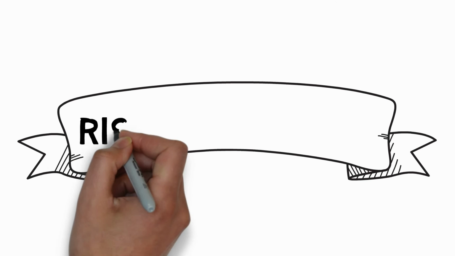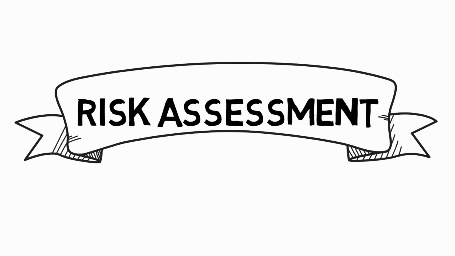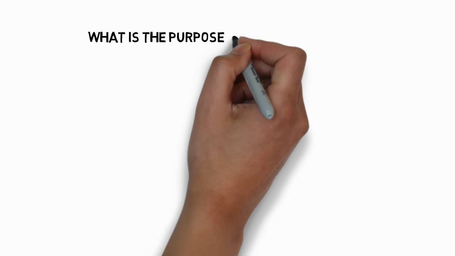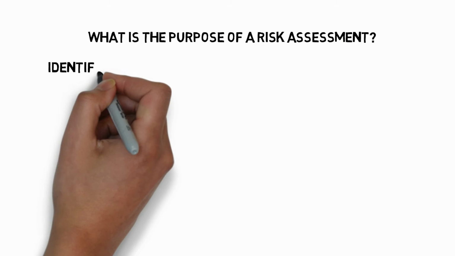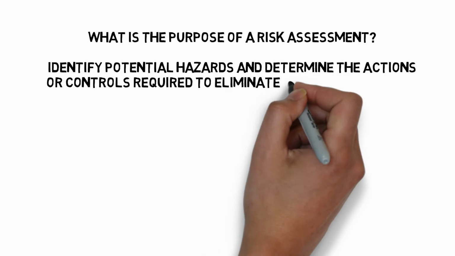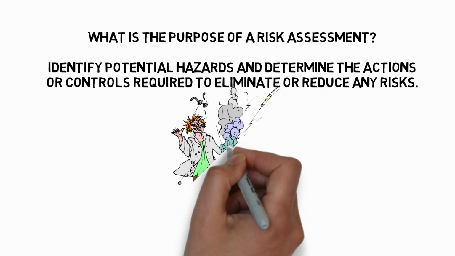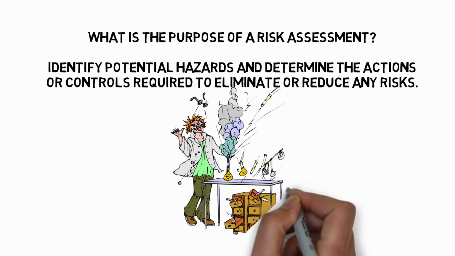In today's video we're going to be going through the various components of a risk assessment and why it's important. So the main purpose of a risk assessment is to identify any potential hazards and determine the actions or controls needed to eliminate or reduce any risks. So this document can be made from scratch, or you can use online platforms like RiskAssess to help you make one. But what does that mean in simple terms?